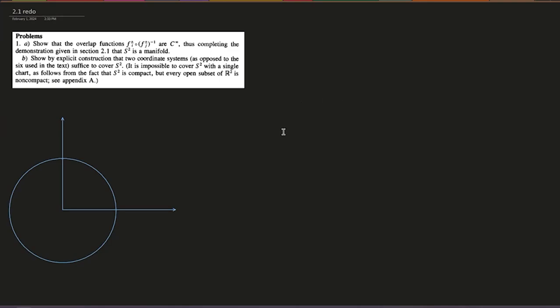Now on problem 2.1 from Wald's General Relativity, he asks us here to show that the overlap functions are infinitely differentiable, and thus completing the demonstration given in section 2.1 that the unit 2 sphere is a manifold. So before we actually get into solving the problem, let's just have a quick review of what actually is discussed in that section.